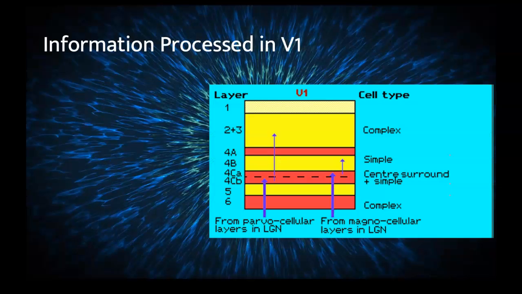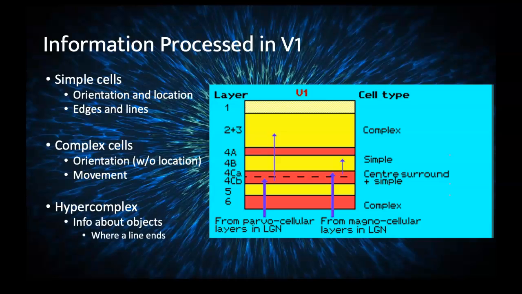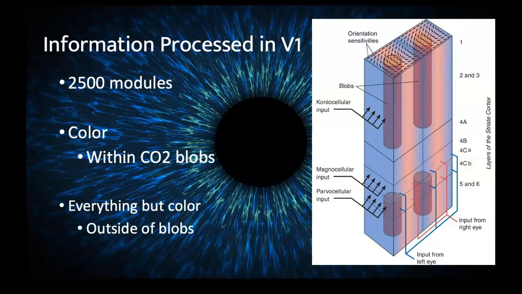What about the striate cortex? Simple cells process information about orientation and location. Specifically, they tell us about edges of lines and objects. Complex cells process information about orientation regardless of location and movement. And hypercomplex cells process information about objects, specifically where a line ends. The striate cortex also has around 2,500 different modules, and each is responsible for a specific area of the visual field. Within the modules are CO blobs. These detect color. Outside of the blob is where everything else is processed.